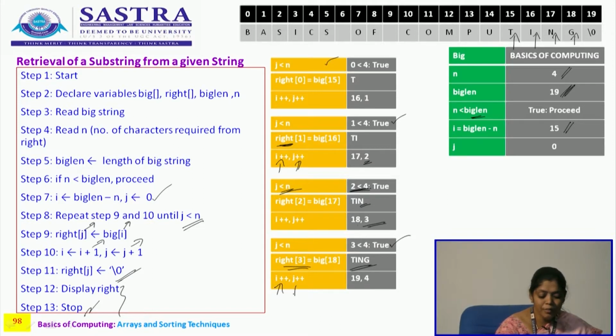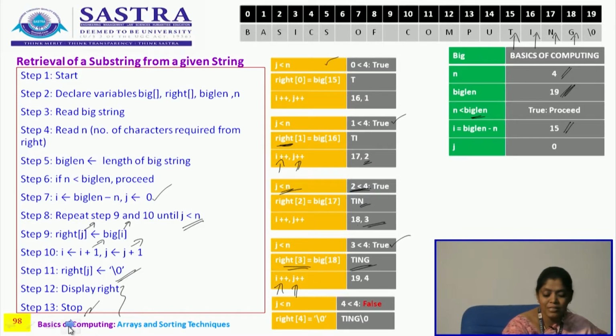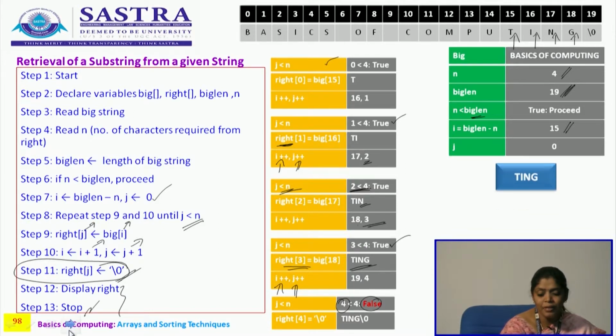Then once again you increment your i and j, but what happens is the condition fails because j is not less than n, it is equal to n. Once the condition fails, we have one operation to perform, which is adding a null character at j. Your present value of j is actually 4, so in that position we have to store the null character. So after retrieving the elements, you will have the substring "ting" for you. So this is how you have to retrieve the substring from the right-hand side, that is from the last position.